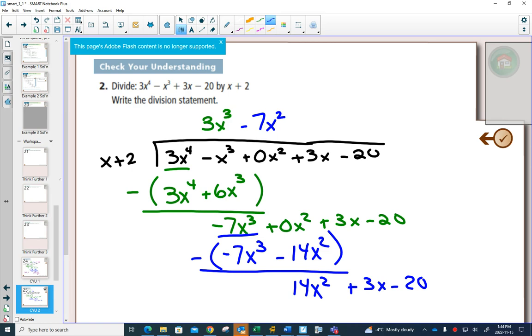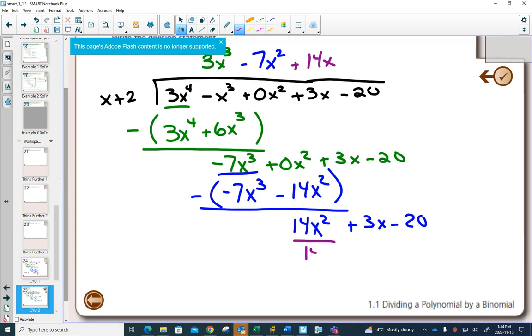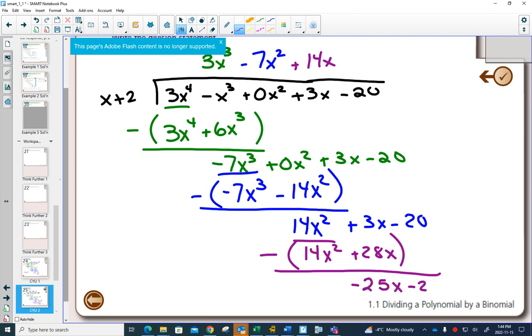Now, switch colors. And now I have a 14x squared. 14x. 14x times x, 14x squared. 14x times 2 plus 28x. Brackets around it and subtract. 3 minus 28, negative 25x minus 20.